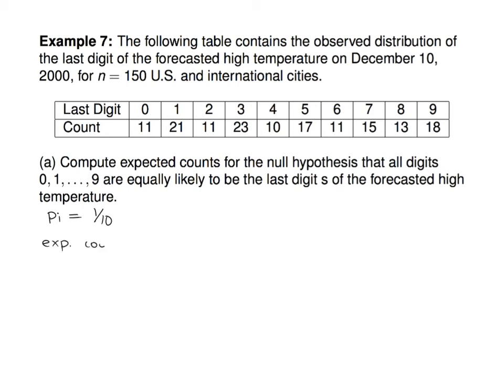and the expected counts are 150 times 1/10, or 15. So we expect to see 15, 15, 15, 15 all over the place if the last digit is truly happening at random.